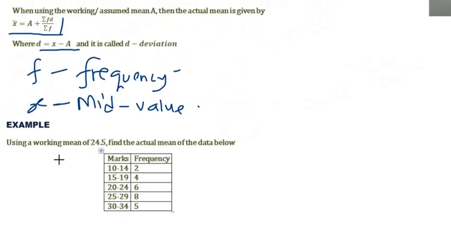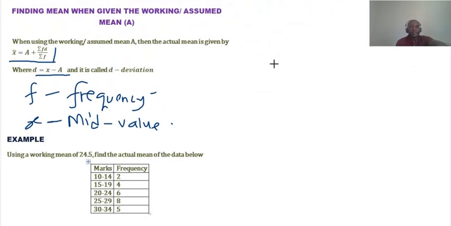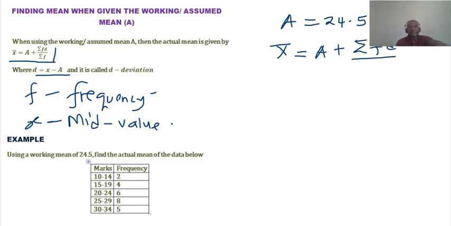So here we go, using a working mean of 24.5, capital A is 24.5. They need us to find the actual mean x bar of the data below. We know that x bar is defined as capital A plus summation fd divided by summation f. Now our task is to find d. Then we go ahead to get fd. But we know that d is equal to x minus capital A. We have A, but we do not have x.